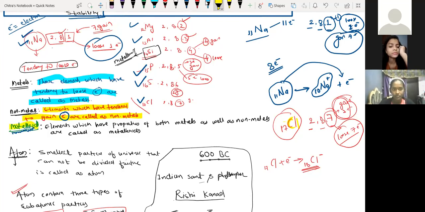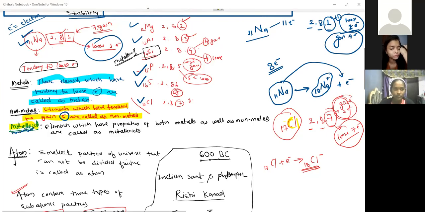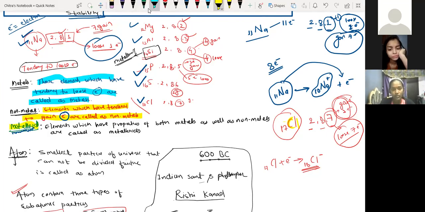Okay, so what are metalloids now? Elements which have properties of both metals as well as non-metals are called metalloids. And in our modern periodic table we have 7 metalloids. So here we have that silicon is a metalloid.